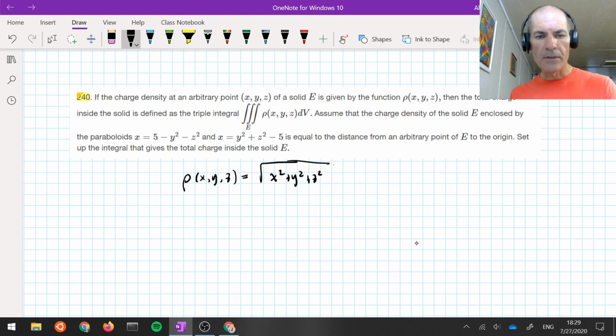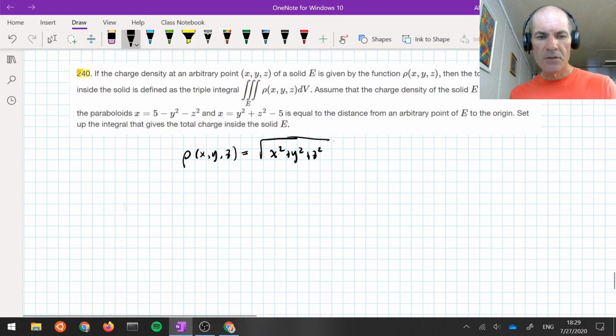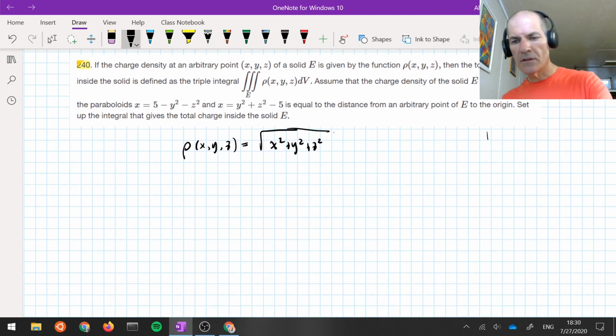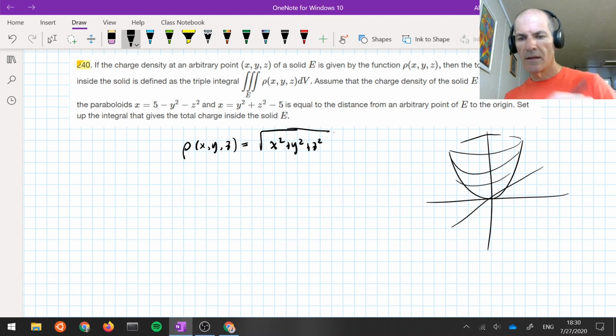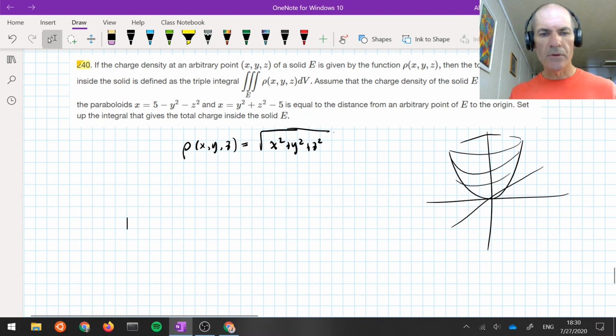Now the paraboloids, it's maybe not obvious, but you may remember that paraboloids look like this in 3 dimensions. They kind of come up and they grow sort of like parabolic bowls. Now these paraboloids are oriented in the x direction. We've got a paraboloid opening along the positive x-axis but shifted back along the x-axis by 5 units.